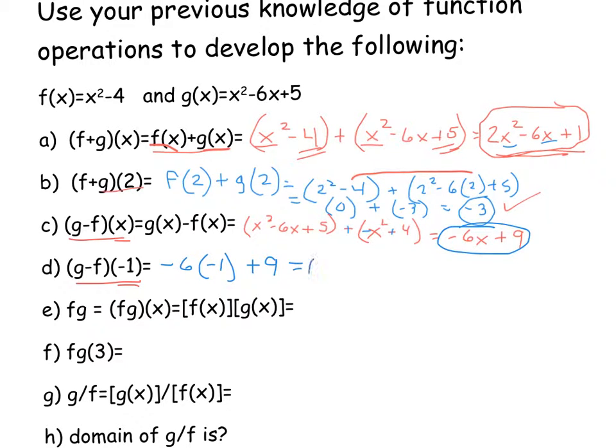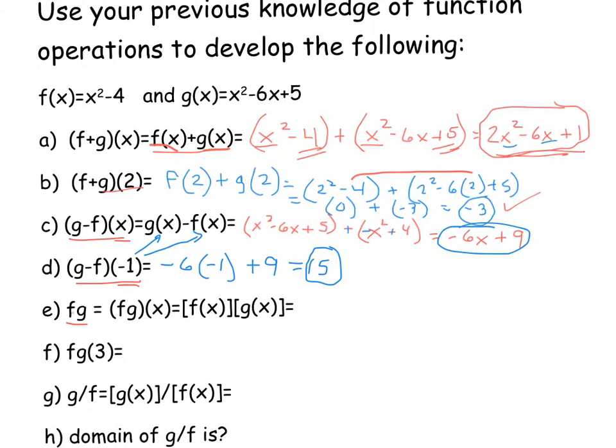And I'll get 15. Or I could go into g of x and f of x and fill in negative 1 individually and subtract, and I'll also get 15. So either one of those is going to work for us. Okay. The next type, fg.